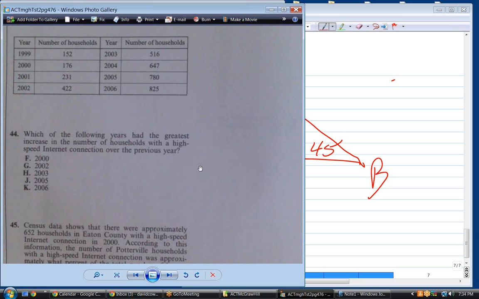You can tell that without a calculator, just by looking at it. It's going to be... oh, the previous year. I was looking at it wrong. And it's not the greatest percentage increase either, although they happen to be the same, but it's the greatest increase.